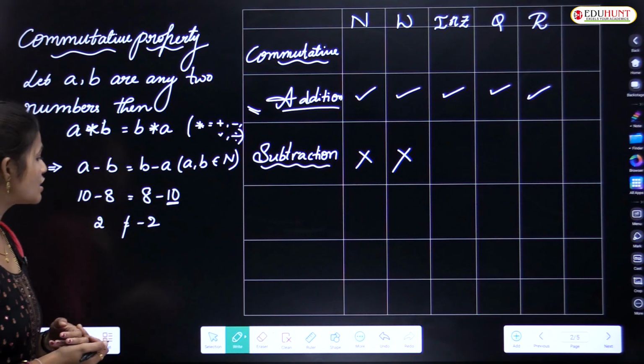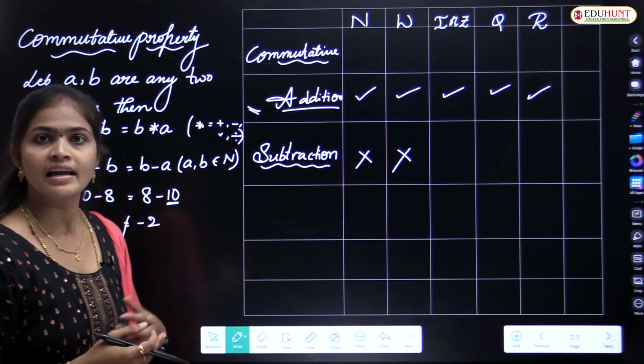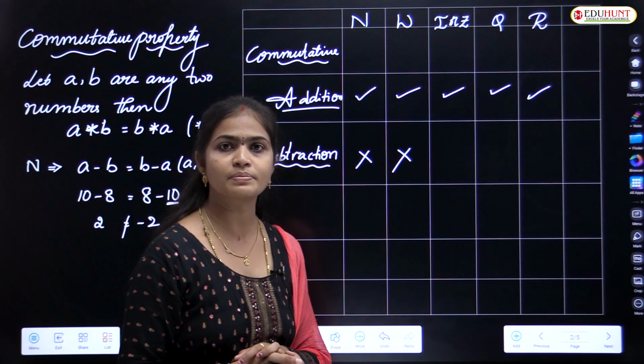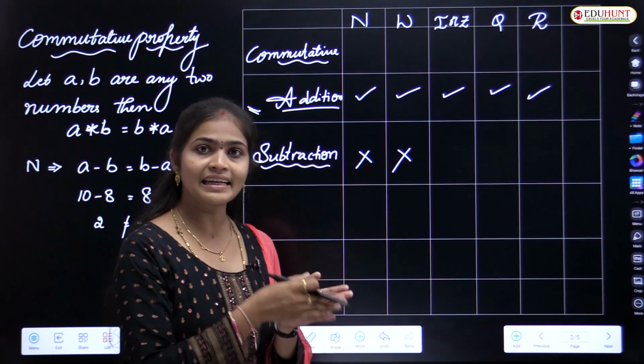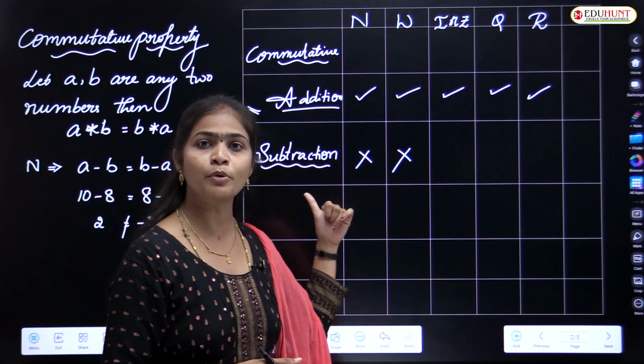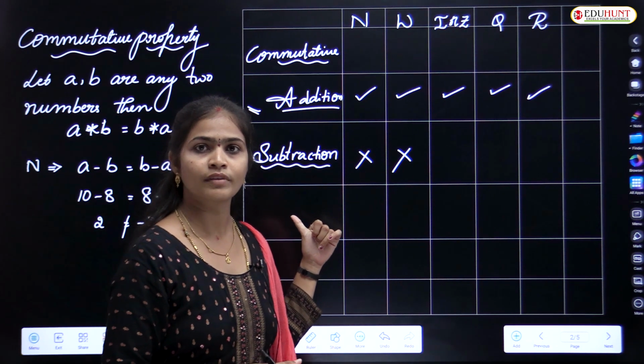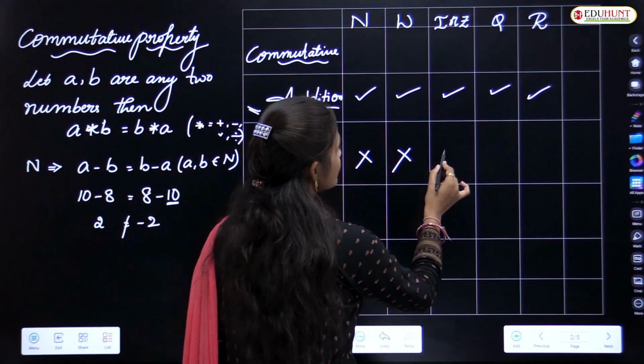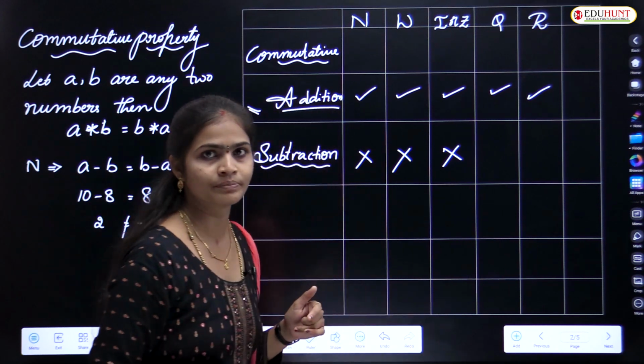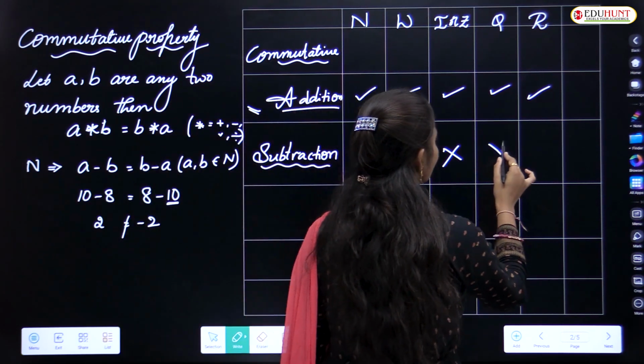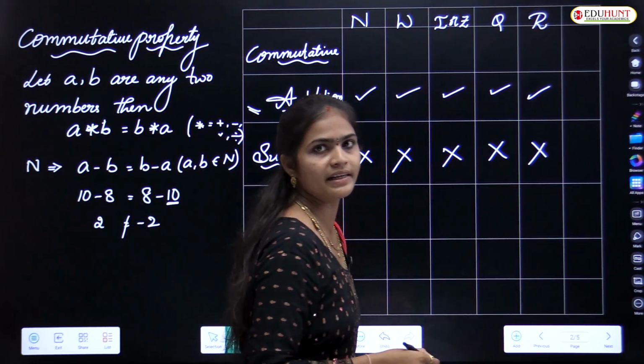Is there any satisfaction for negative integers? Negative integers also will not be satisfied. Even in case negative integers are satisfied, here the positive value is not satisfying. That's why for integers also it will not be satisfied, as well as the remaining two also will not be satisfied.